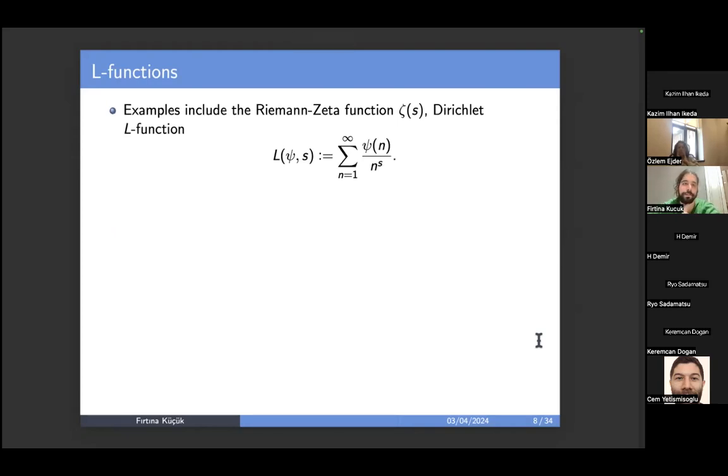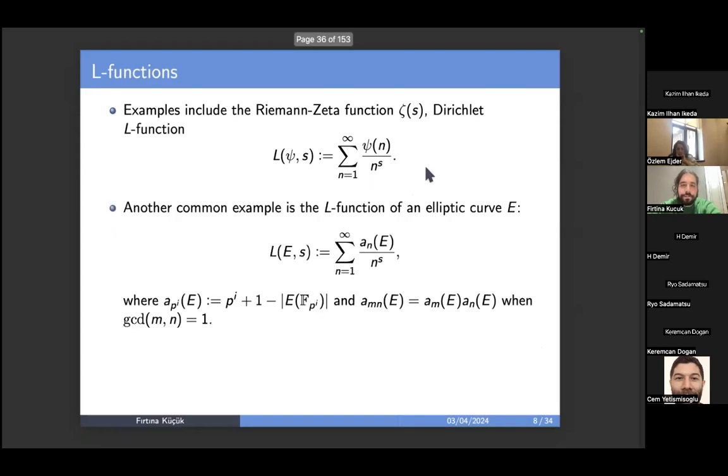The simplest example is the Riemann zeta function, and we also have the Dirichlet L-function similarly, which can be written as this summation. We can also attach an L-function to an elliptic curve. The L-function attached to the elliptic curve is, up to finitely many Euler factors, the same thing as the L-function attached to the Tate module of E. So there is a Galois representation occurring from E, and this L-function is related to this L-function, where these numbers are obtained like this.